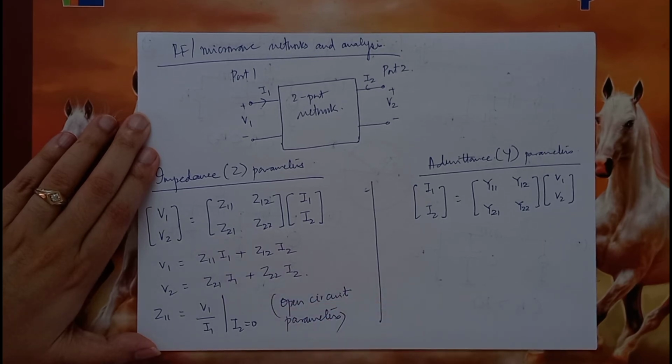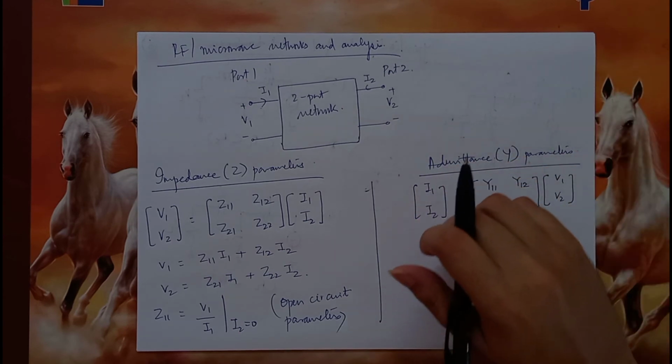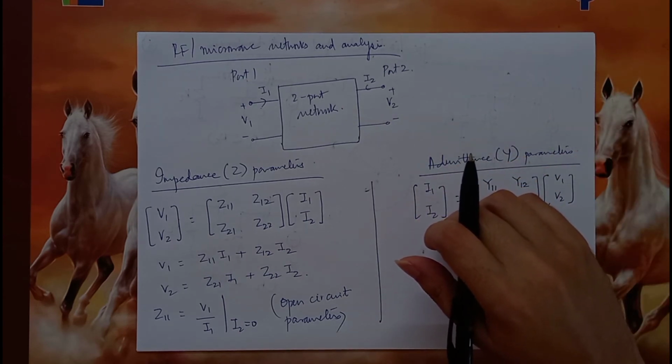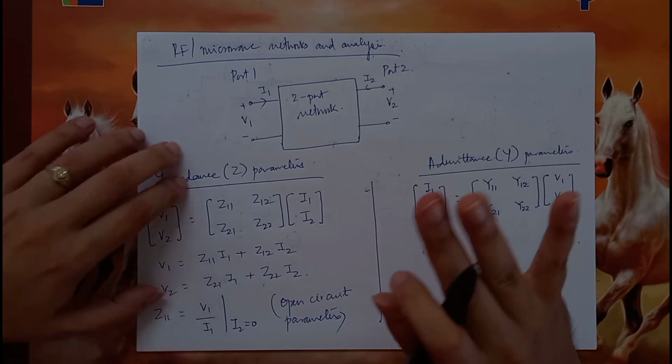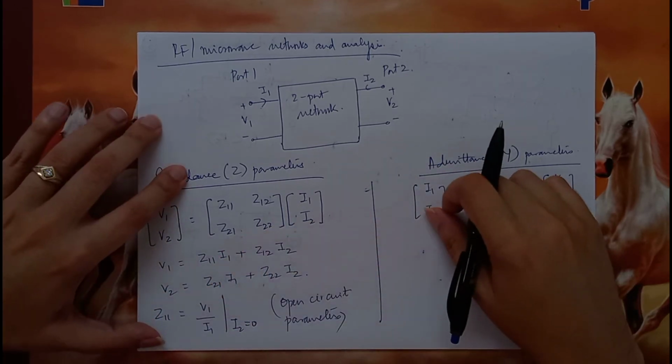Why open circuit parameters? Because you need to nullify the current on either port, and you can only nullify the current at either port by making them open circuit. And that is the basis for the Z parameters.